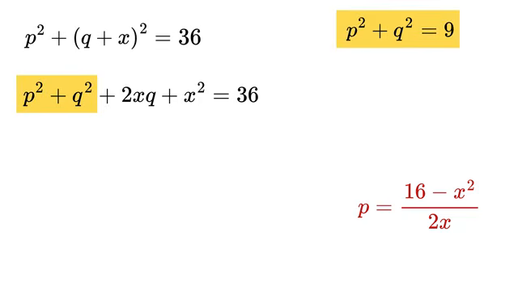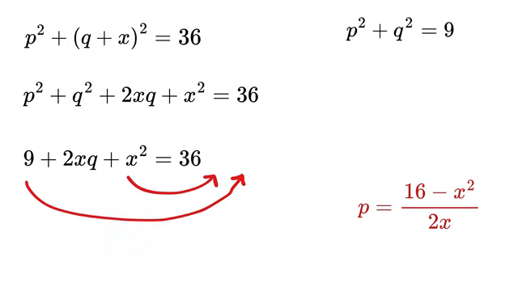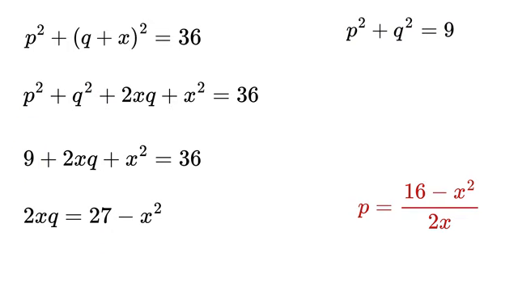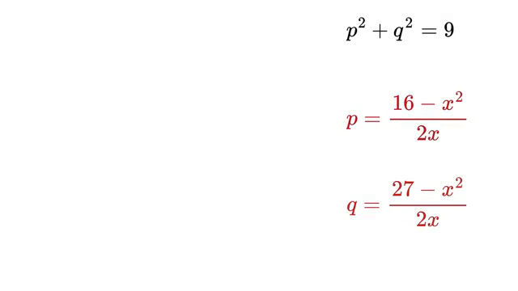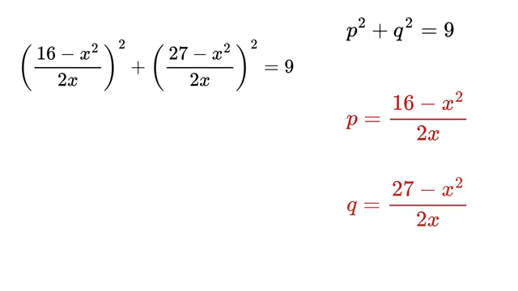Now, consider this equation. Expand it, then substitute p squared plus q squared as 9, and then take 9 and x squared on the right-hand side to make this, and then finally find the value of q in terms of x like this. Awesome! Lastly, we will take these expressions of p and q and then substitute them in this equation like this.